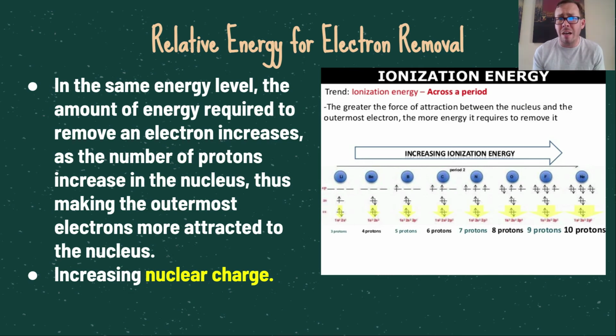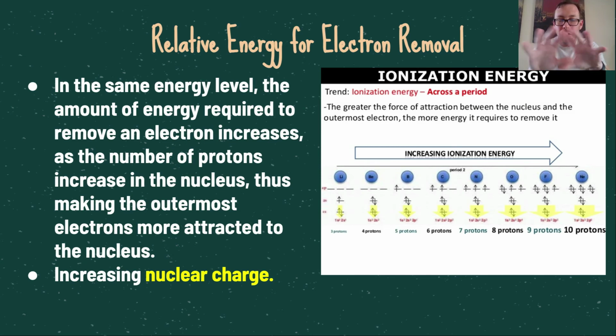Well, as the number of protons increases in the nucleus, that increases the positive charge that is in the nucleus. As the positive charge increases, that means that those outermost electrons are going to be more attracted to the nucleus because the magnitude of the positive charge of the nucleus continues to increase. That means that it requires more energy to remove an electron as we go across a period on a periodic table. This is due to increasing nuclear charge. That positively charged nucleus becomes more positive as we add more protons.